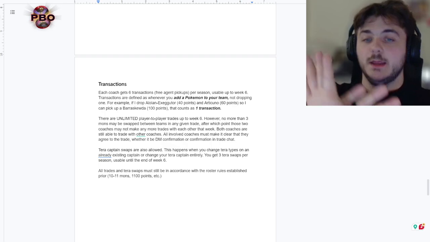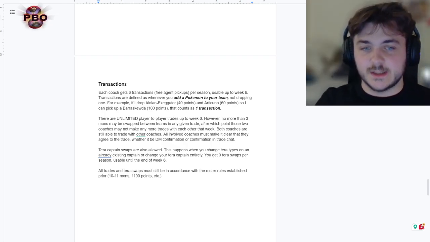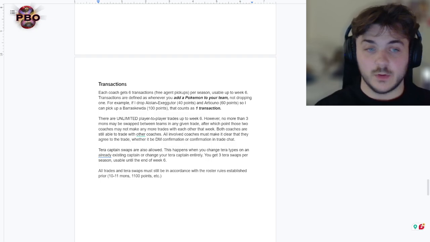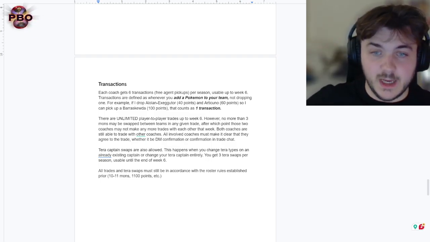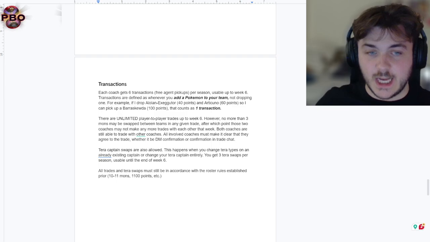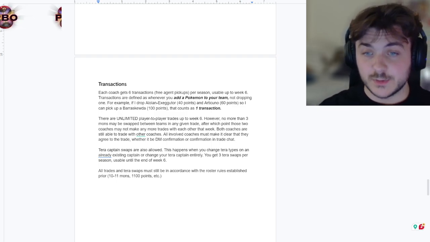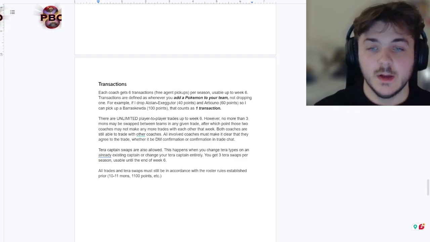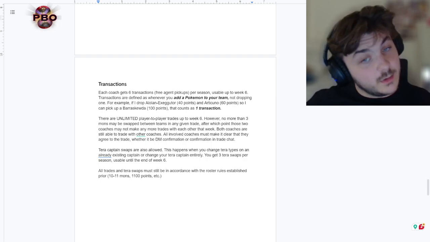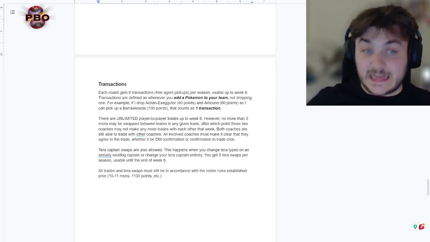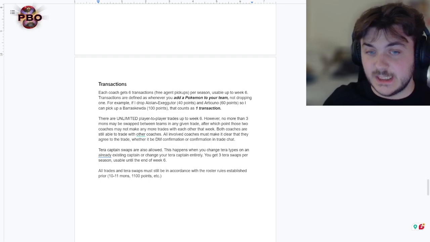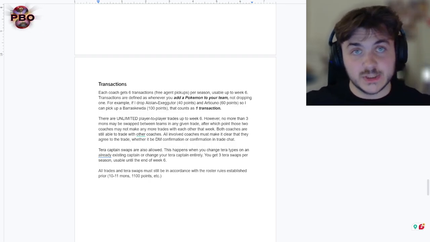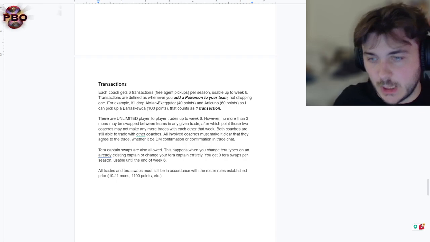There are unlimited player-to-player trades up to week 6. However, no more than 3 mons may be swapped between teams in any given trade, after which point those two coaches may not make any more trades with each other that week. Both coaches are still able to trade with other coaches. All involved coaches must make it clear that they agree to the trade, whether it be DM confirmation or confirmation in the trade chat, which you should clear with a mod.